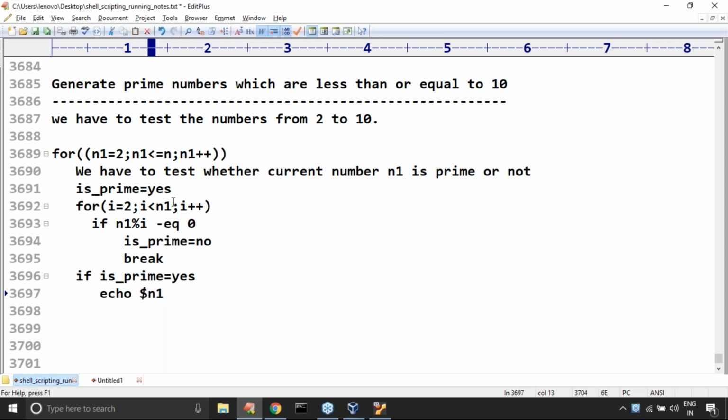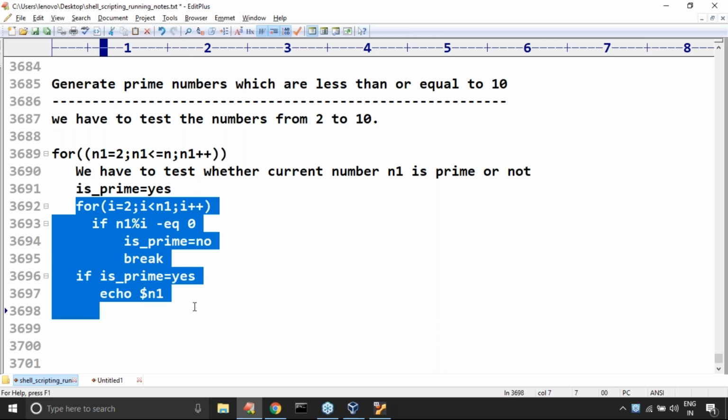Think a bit carefully. Observe very carefully. What is the purpose of this outer for loop? The outer for loop is to test from 2 to the given number whether these numbers are prime or not. Just to iterate over numbers until the given number, I took this for loop. Now why I'm taking this inner for loop is to test whether the current number is a prime number or not.